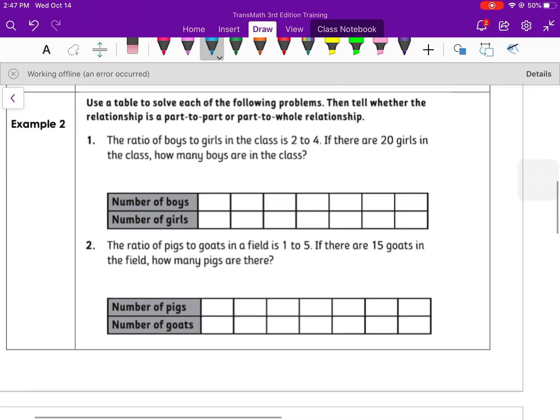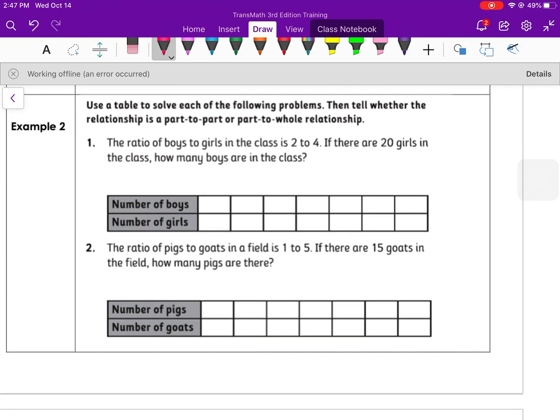So let's do an example. Use a table to solve each of the following problems. A ratio of boys to girls in the class is 2-to-4. If there are 20 girls in the class, how many boys are in the class? So boys to girls, the ratio is 2-to-4, which means there are 2 boys to 4 girls. So number of boys is 2, number of girls is 4.